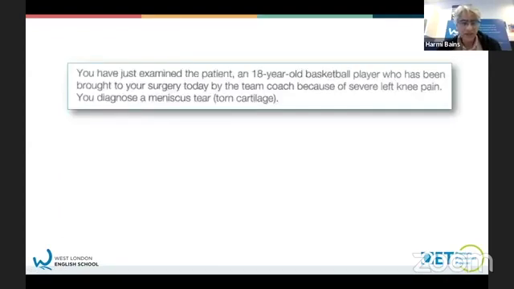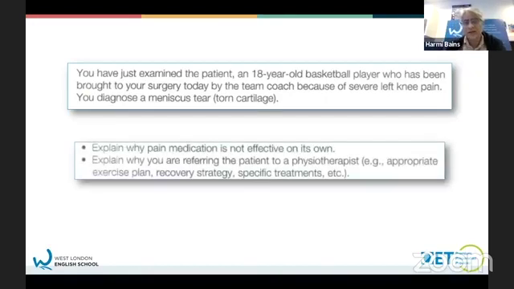Okay, let's keep working here. So we've got the background. Let's look at the task. And you can see there's two tasks with explain. You've got to explain something about medication. Explain why medication is not effective on its own. Also, explain why you are referring the patient to a physiotherapist. You've got information in brackets there.